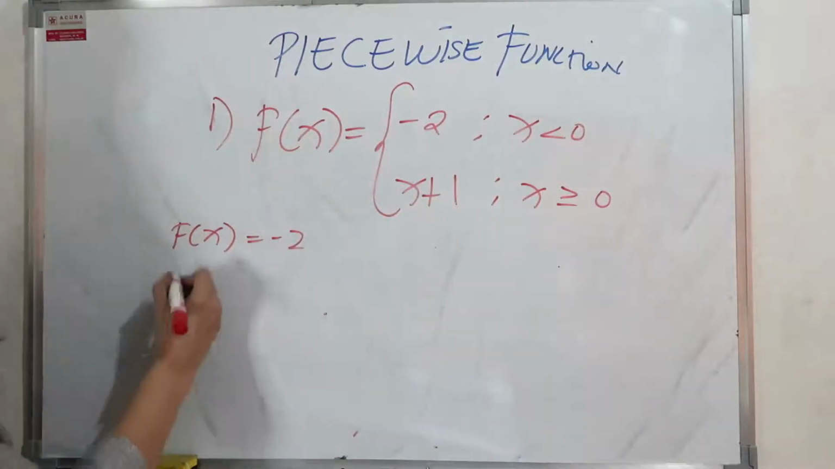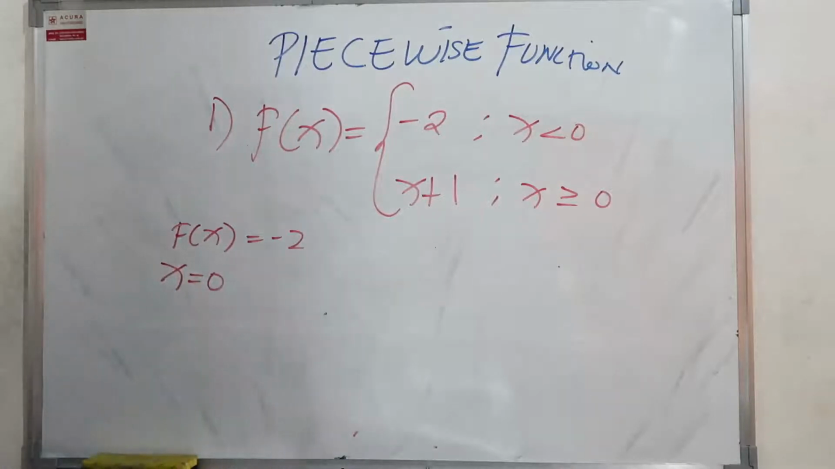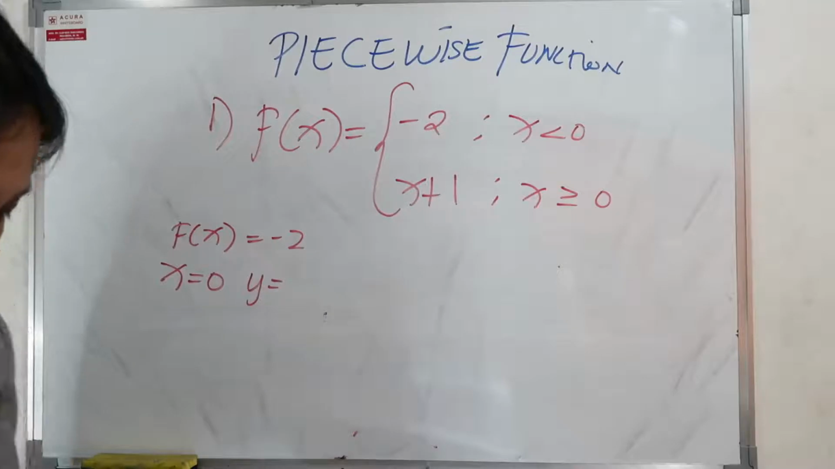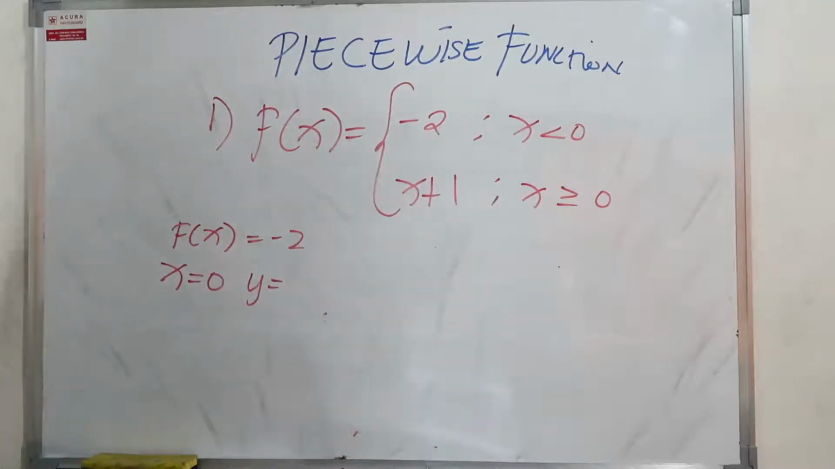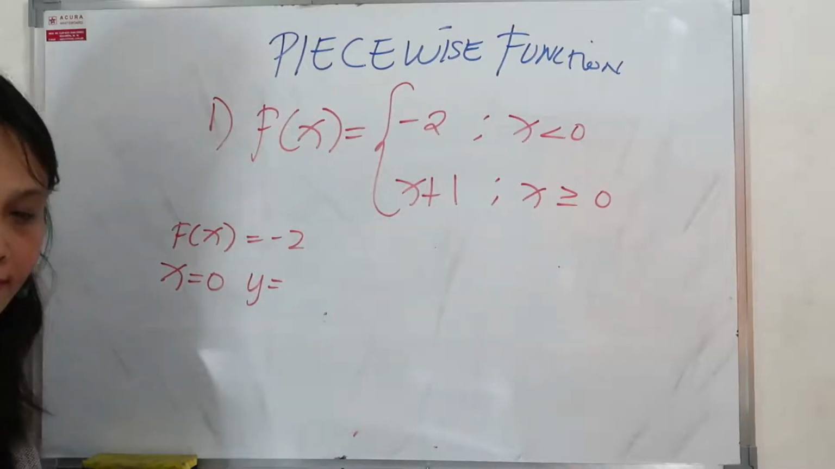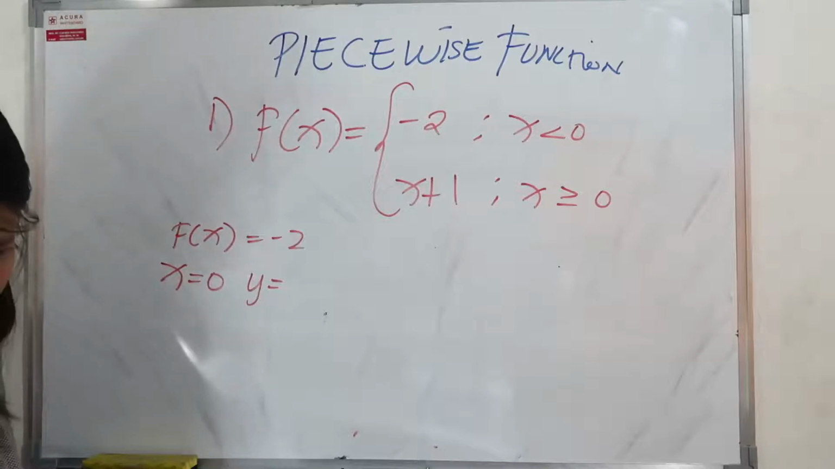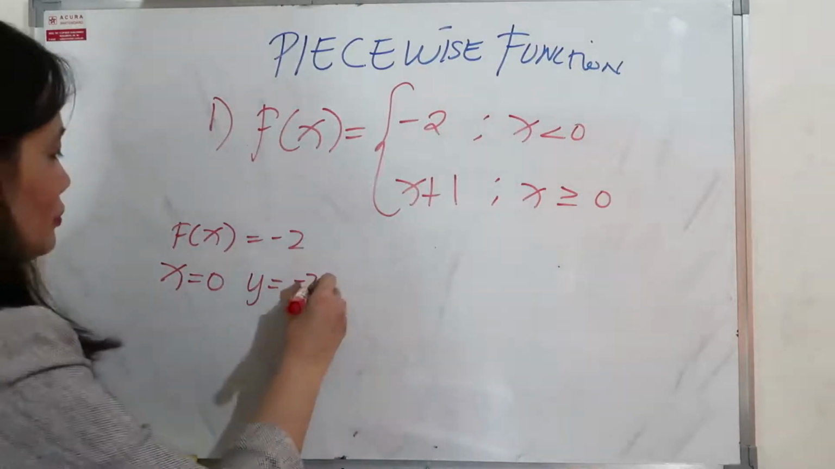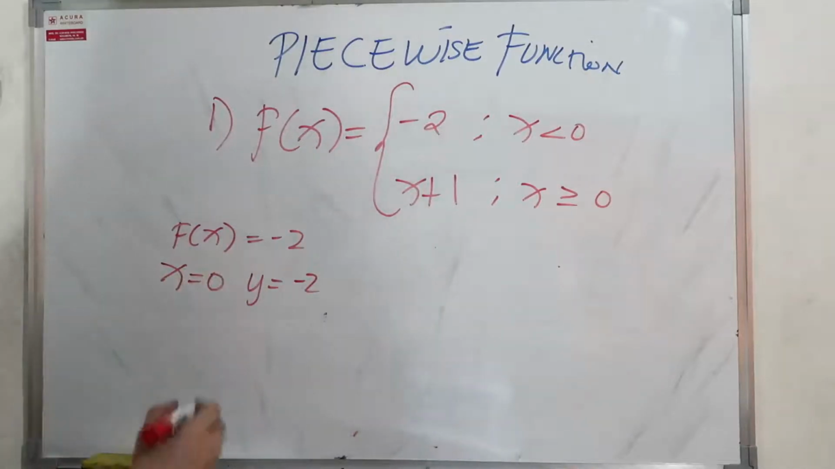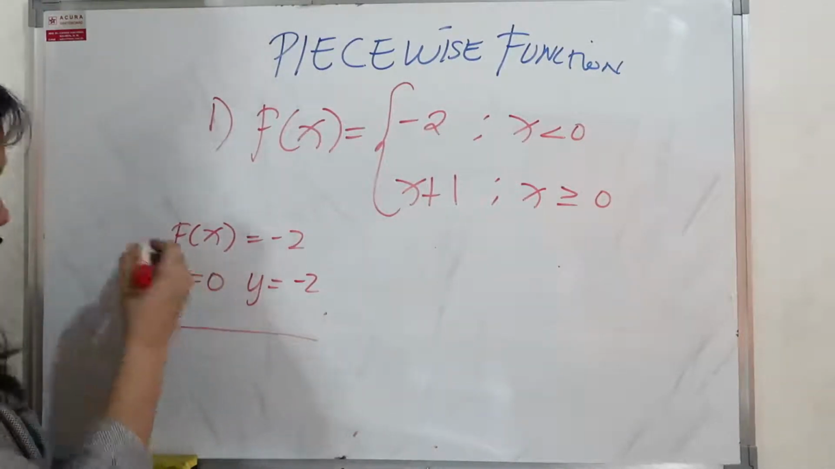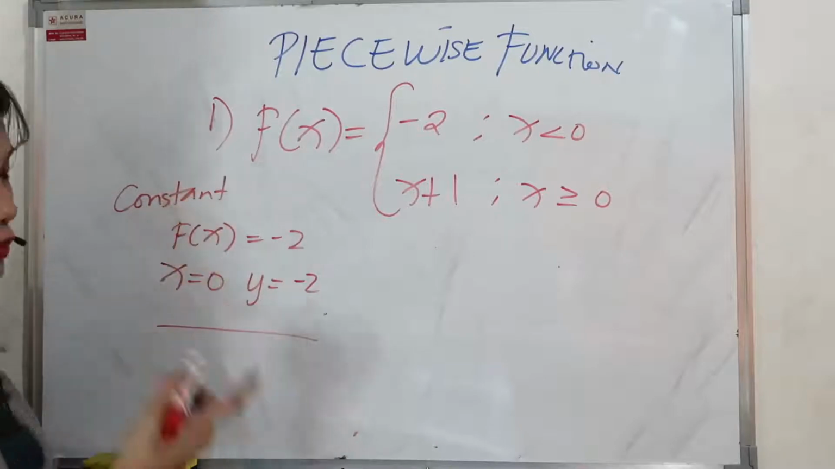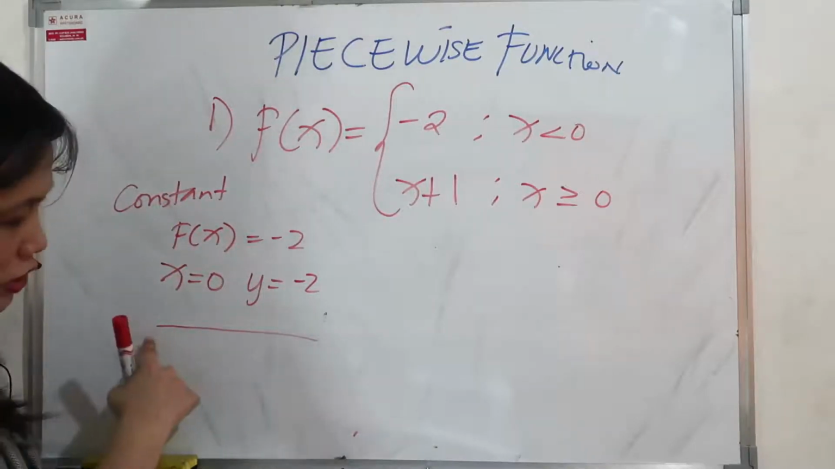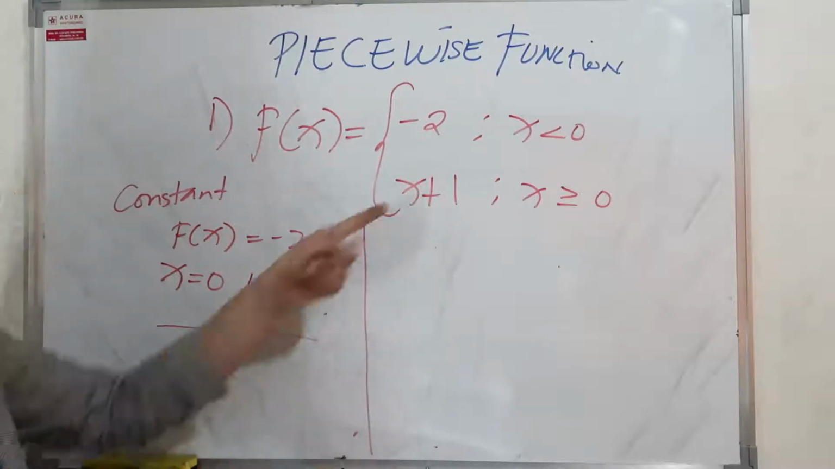Okay? If x is 0, what is your y? If x is 0, what's your y? Okay, negative 2. Okay? Because it's horizontal. It's a constant function. This one is a constant function. What is the graph of a constant function? Di ba, a horizontal line? Okay, next.